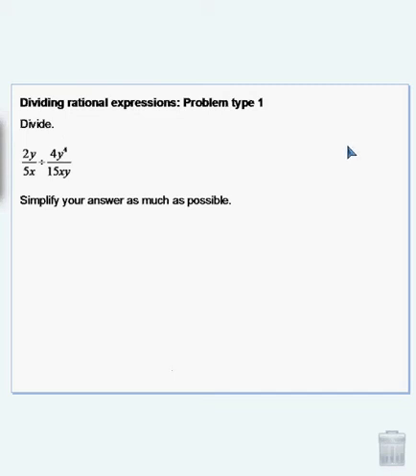Dividing rational expressions. In our book, this is problem type 1. The reason it's problem type 1 is because our rational expressions are made up of monomials. When we're talking about division, you need to multiply by the reciprocal if you're dividing fractions, or another way to remember it is copy, dot, flip.